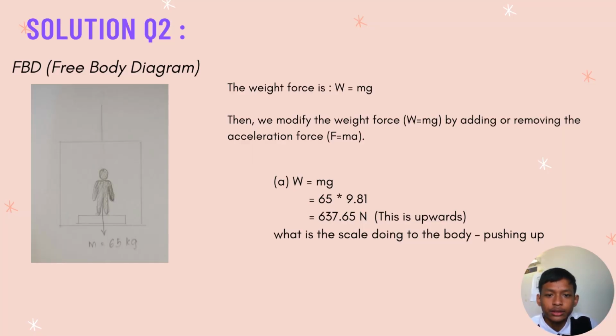So for the solution, the first thing you have to do is the FBD. What is the FBD? FBD is free body diagram. First, we know that the weight force is W equals mg. Then, when we find the weight force, W equals mg, we add or remove the acceleration force, that is F equals ma. The mass given is 65 kg, and g we all know is 9.81. Just put in the formula and you get 637.65 Newton. This is upward.